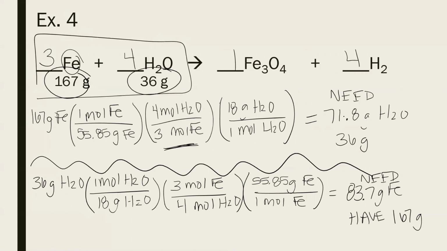Okay, need 71.8, I have 36. That's not gonna work. If I needed $71.80 and I only had 36, I could not buy my item. So H2O is my limiting. By default, iron should be my excess. Let's check down here. If you did this way, you would figure out the excess first. I need 83.7 grams. I have 167. I need $83.70. I have $167. I'm gonna have money left over. So iron is my excess, and by default, water is my limiting. Doesn't matter which way you do it, still get the same answer.